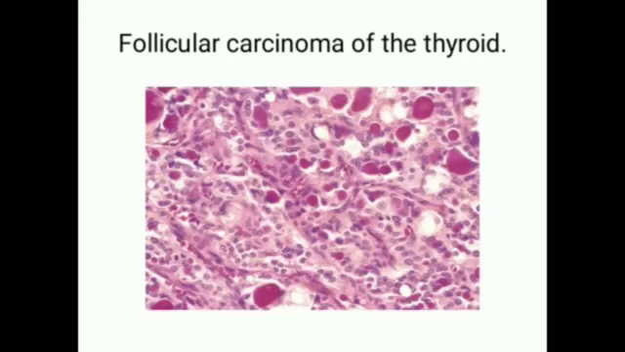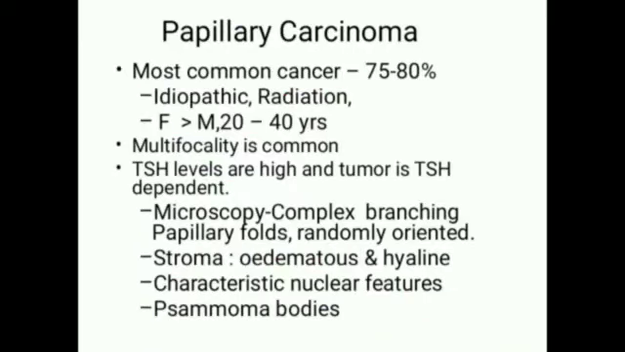Here you cannot see the capsule because it is a higher magnification, but you can see the follicular pattern is still being maintained, but it is the invasive type. Now the most common type, as I told, is papillary carcinoma. 70 to 80% of thyroid tumors are of the papillary type. Idiopathic radiation can be the cause. Females have a greater incidence, and it is mostly seen at 20 to 40 years.